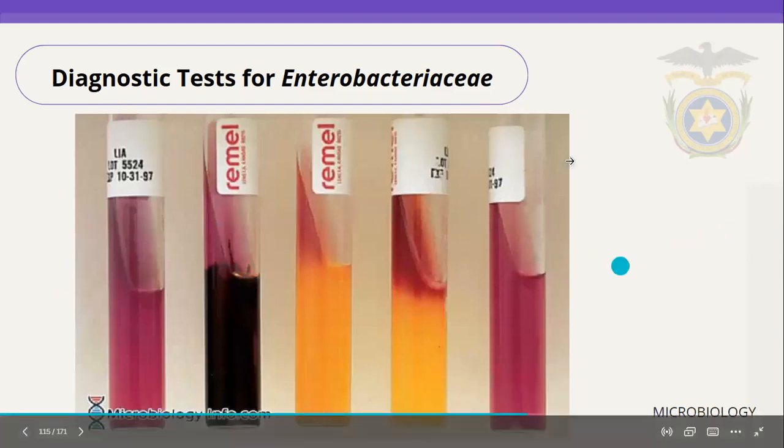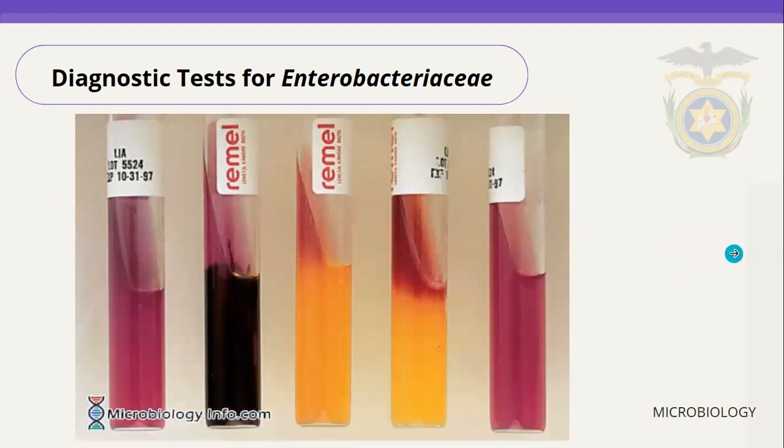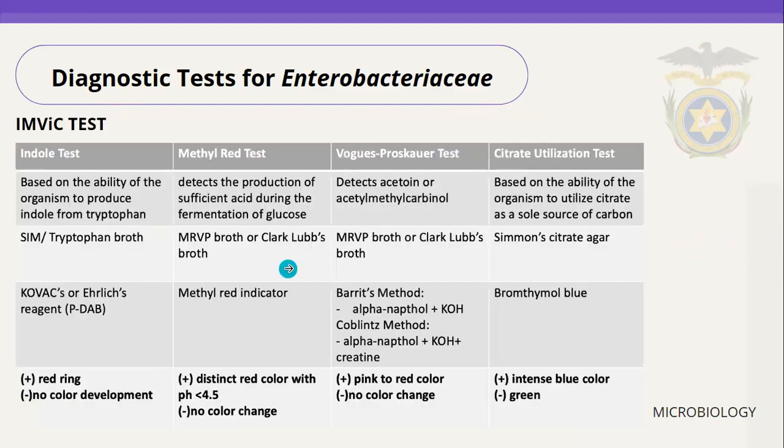Here's the example of the LIA tubes with different reactions. So now let's proceed to the IMViC. The IMViC is composed of the indole test, methyl red test, Voges-Proskauer test, and citrate utilization test. So let's discuss them one by one. Let's start with the indole test.